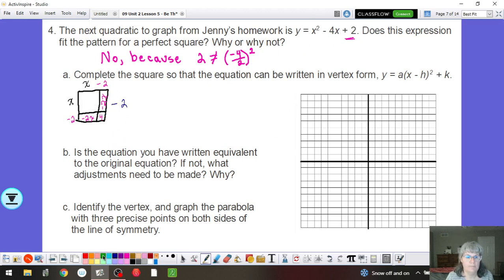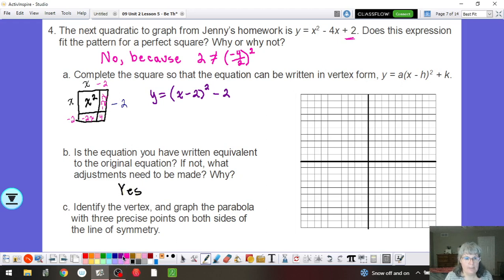to this expression. So our equation is y equals x minus 2 squared subtract 2. Is the equation we have written equivalent to the original equation? So we know we have an x squared. We have a total of negative 4x, and 4 units subtract 2 units is a positive 2. So yes, it is.